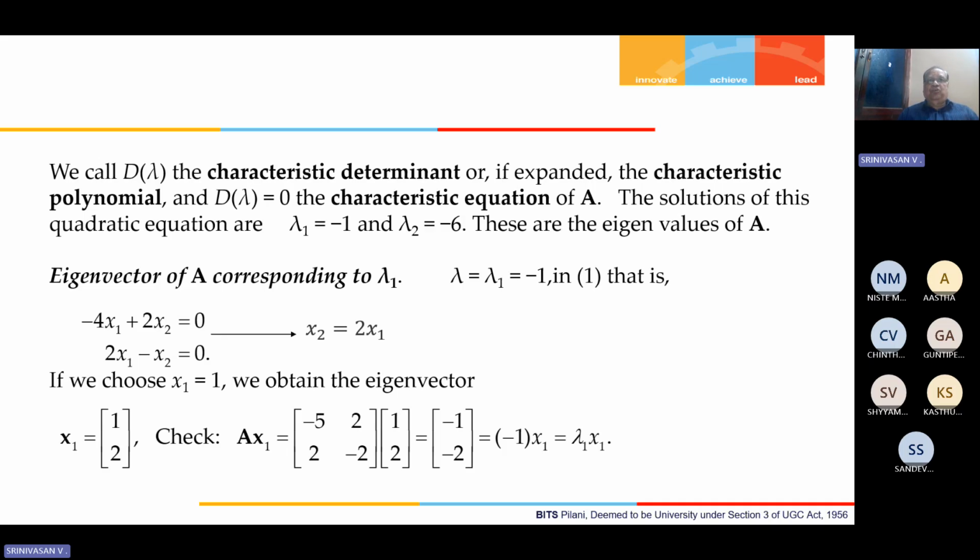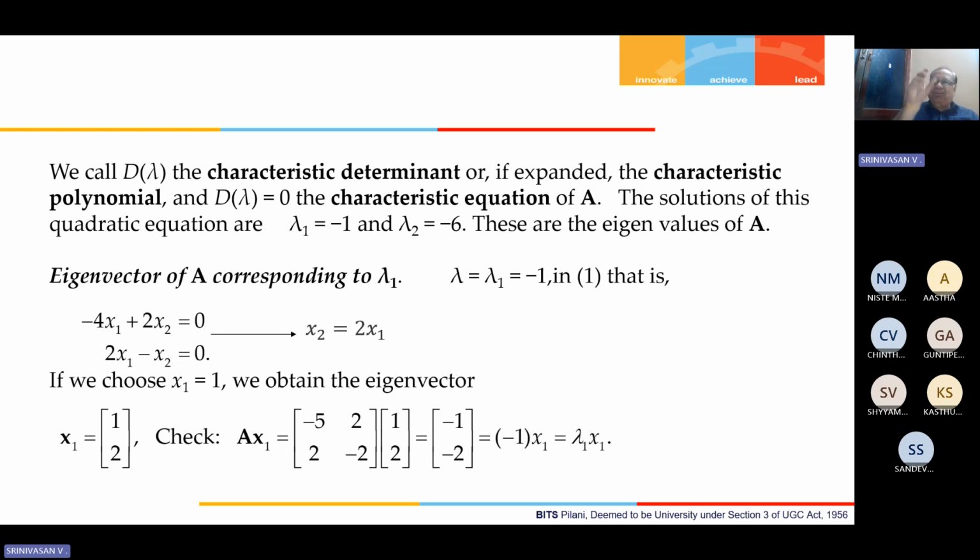2x1 minus x2 equals 0 means you are not able to get independent values x1, x2 straight away, but one is depending on the other. X2 equal to 2x1. So you have to go for assumption. If you assume value for x1, you will get x2. Or if you get value for x2, you will get x1, isn't it? But it is x2 is 2 times x1. So better you can start the assumption with x1.